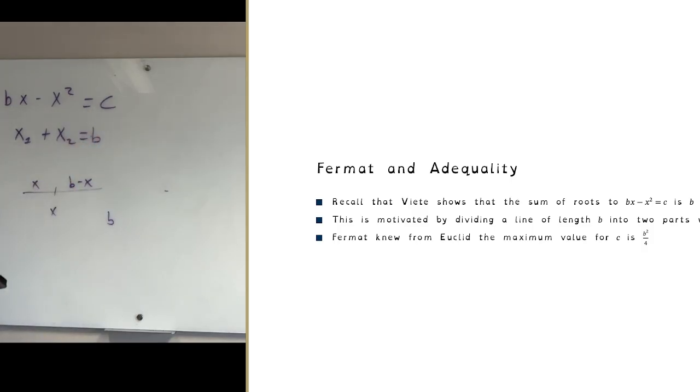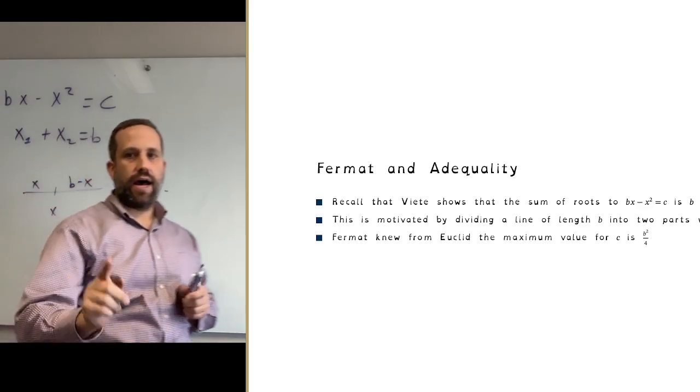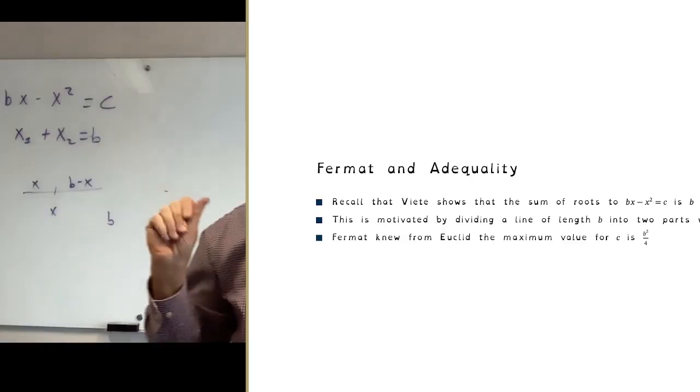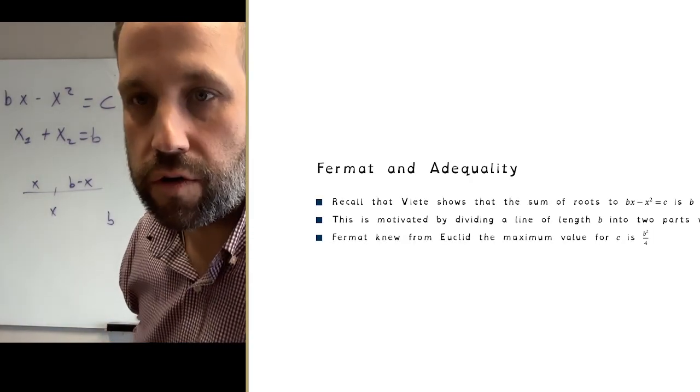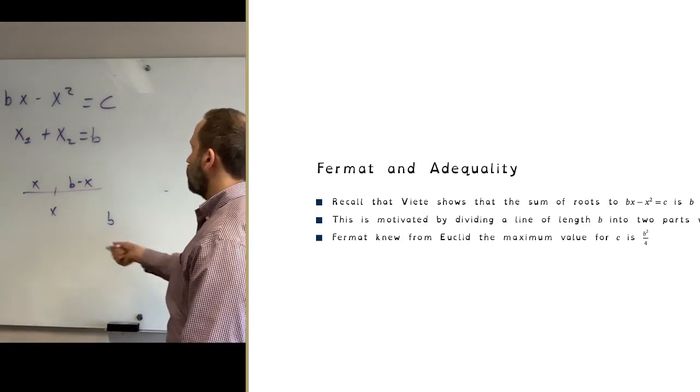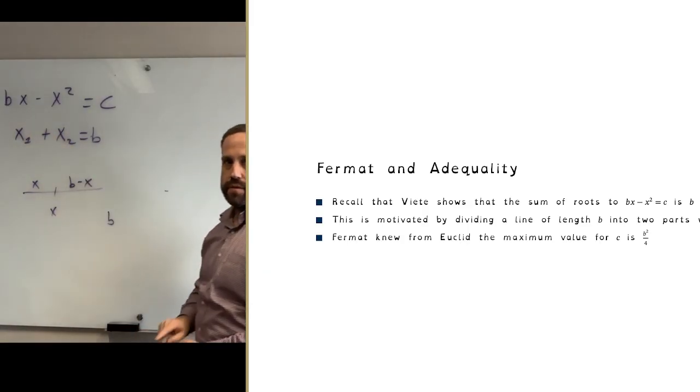Now, by symmetry, it would appear, and this turns out to be correct, that x would have to be b over 2. I'm just going to say by symmetry and let you fill in the details, that x would have to be equal to b over 2. And if you plug in b over 2 here, as I wrote here, Fermat knows from Euclid that the maximum for this is b squared over 4, which is what you get if you plug in b over 2 here.